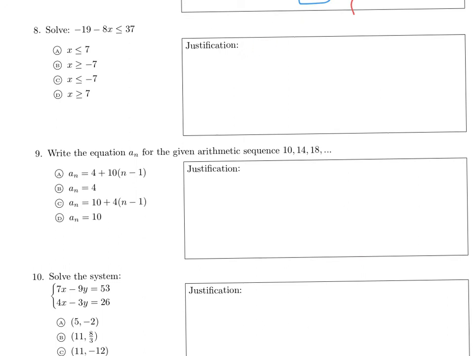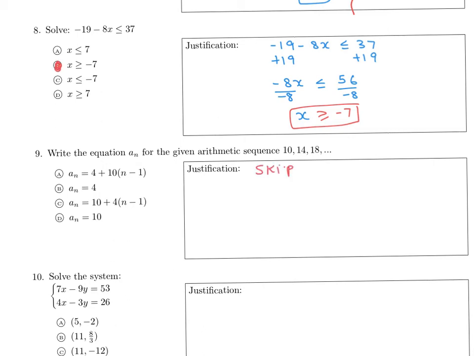Question number 8, you're going to solve for x. So rewrite this equation or inequality, and you're going to add 19 on both sides. Negative 8x is less than or equal to 56. When you divide by negative 8, you're going to switch the inequality and you're going to get x greater than or equal to negative 7. That's B right here. We're going to skip number 9 and we are going to do number 10 now.